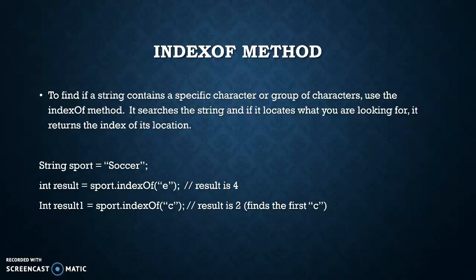With result1, we're looking at sport.indexOf and we're looking for the letter C. Well, there actually are 2 C's in soccer, but what's going to get returned is the index position of the very first C, which is going to be a 2. So S is 0, O is 1, C is 2. Result1 would then hold a value of 2.